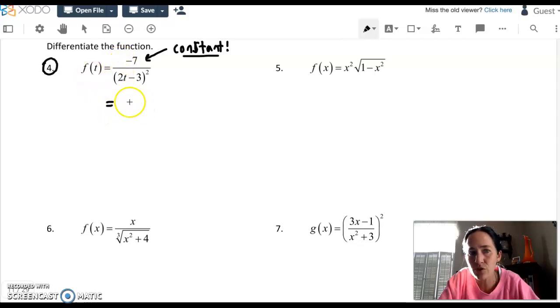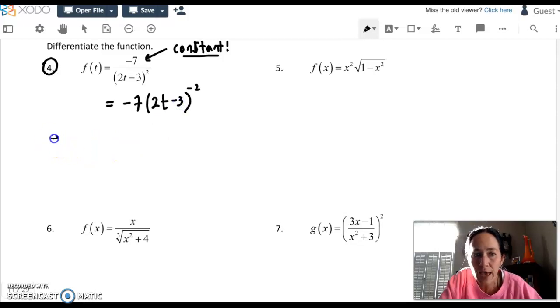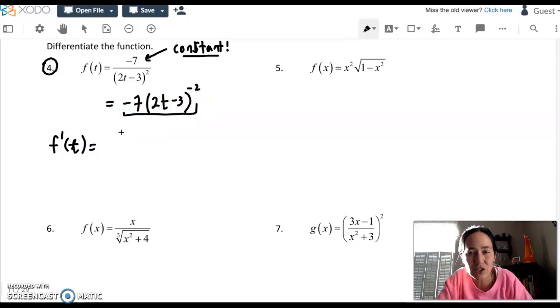Let's take the original f of t and rewrite it as -7. Now we're swinging up what's in the bottom, and once it gets swung up, it's raised to the -2, and that would be a 2t minus 3. So we haven't started taking a derivative yet. We'll do that next, f prime of t. We're just rewriting the original so that now we actually don't have to use quotient rule. We can just chain rule to solve this problem.